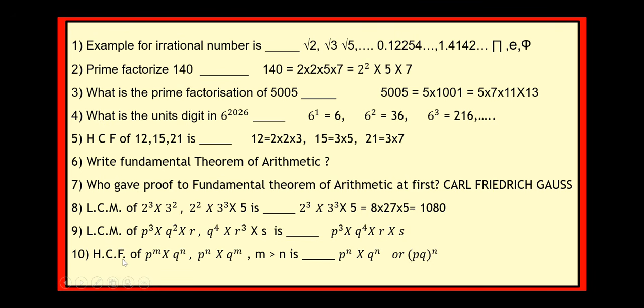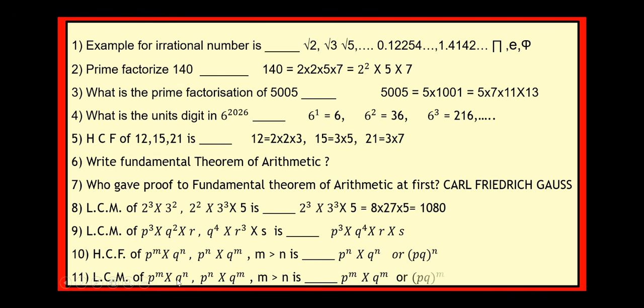In order to find HCF, we know already that we have to list out all common prime factors first of all. What are the prime factors common? P and Q are common. Therefore, write P and Q. Next, among the powers of m and n, we have to pick up the least value. It is given that m is greater than n, therefore n is the least value. Therefore, the answer is p power n into q power n or p into q whole power n. Is it clear? Good.